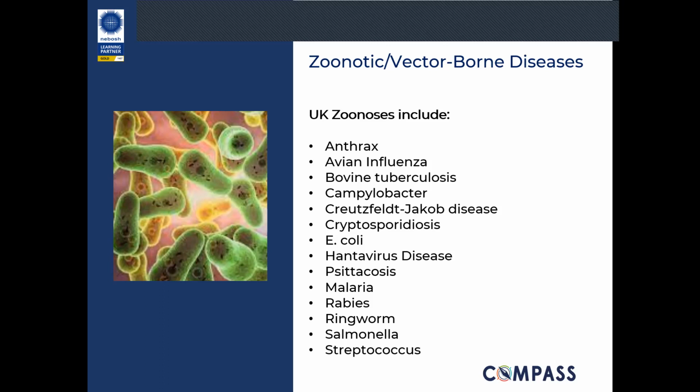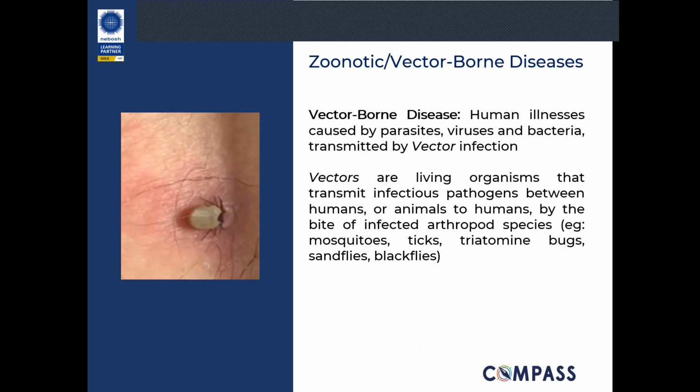So zoonotic vector-borne diseases. Human illness caused by parasites, viruses and bacteria transmitted by vector infection. So the picture on the left there is showing a bite, and as a result of the bite, as much as the insect is not deliberately trying to cause a disease, it's feeding from the blood, but unfortunately it carries a pathogen. So as it's biting and taking the blood in, its infection is transferred through that movement.